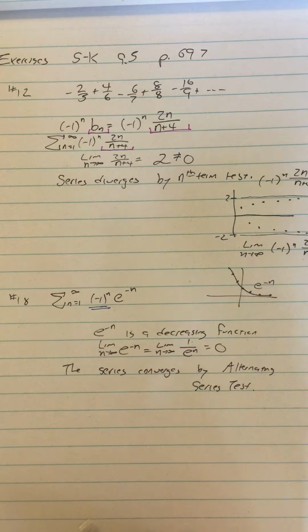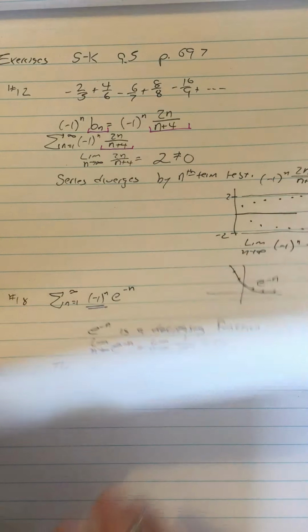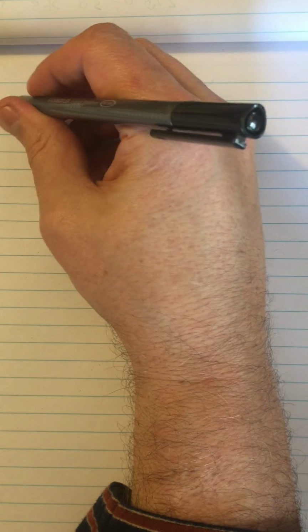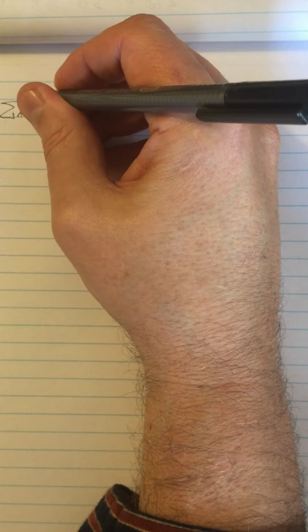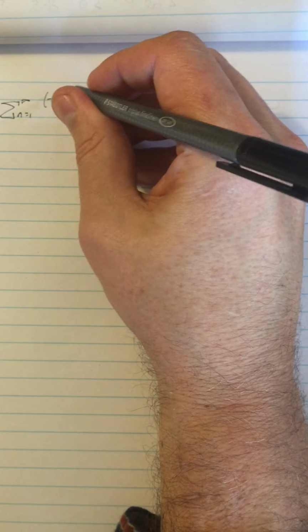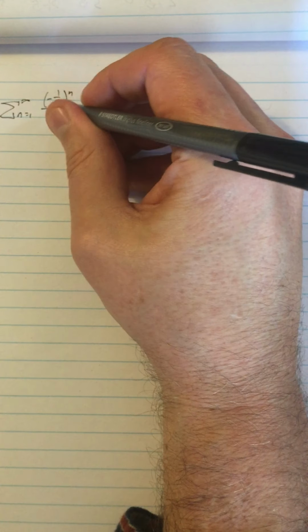And that's all there is to it. So number 32, for example. Number 32, I have the sum from n equals 1 to infinity of, the way they state it is like this, (-1/3)^n over n.